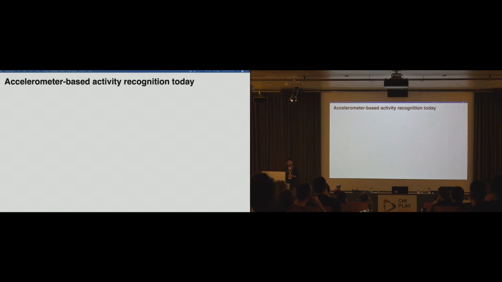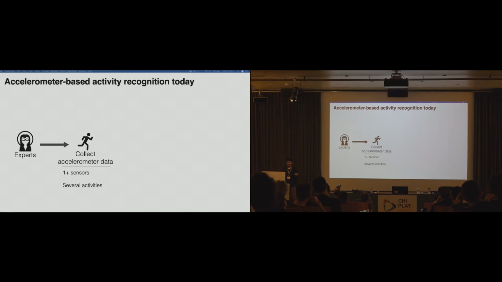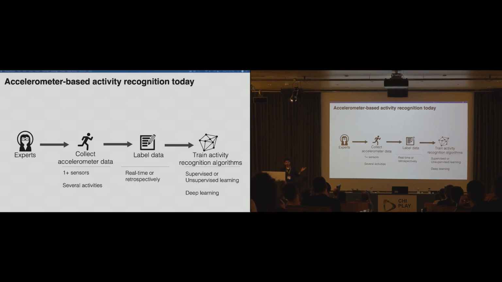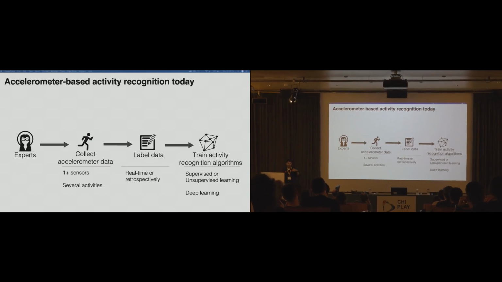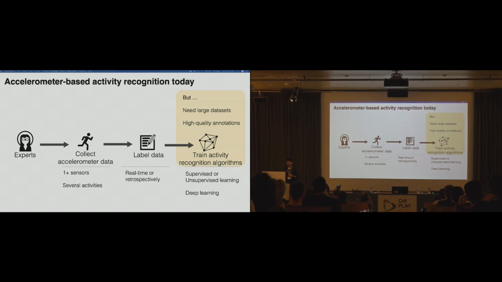Most of the research today follows a very similar protocol where domain experts or researchers gather raw accelerometer data from a set of participants. These participants wear one or more sensors on their body and perform several activities. Researchers then label this data either retrospectively or in real time when the participants are doing these activities. And finally, they use the labeled data set to train their activity recognition algorithms using a variety of machine learning approaches. But we know that most of these approaches require large data sets, and they depend on very high quality of annotations. But labeling accelerometer data, especially the raw data, is not trivial.